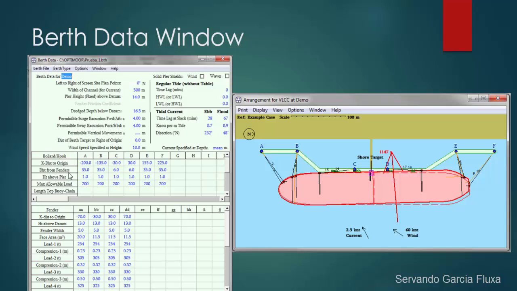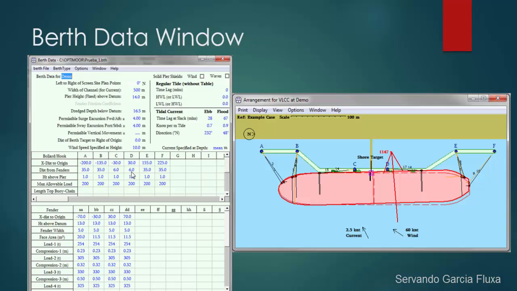Anyway, then you're going to define where your bollards are. Your bollards are identified in OPTIMOOR by capital letters, as you can see, and blue dots in the drawing that appears on the right side of the screen. So here you're going to define the position of the bollards depending on where you have defined this black line called shore target. As you can see, on the left side of the shore target there are negative numbers, and on the right side there are positive numbers.